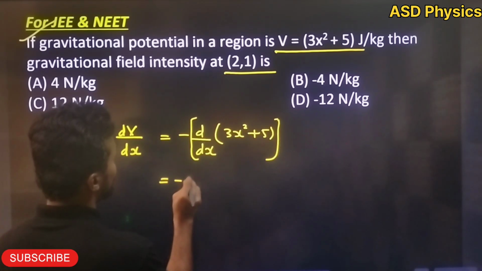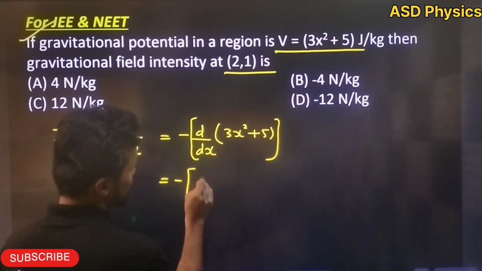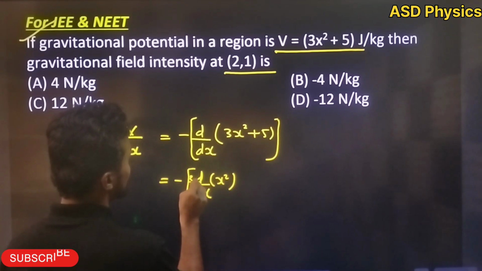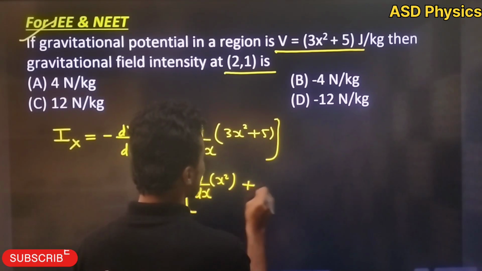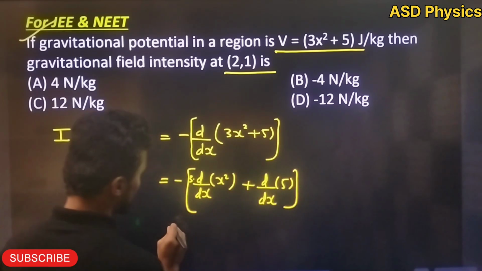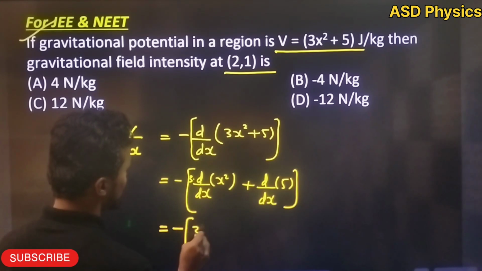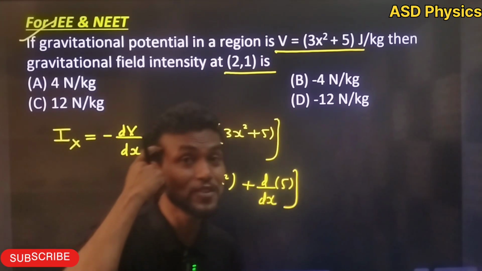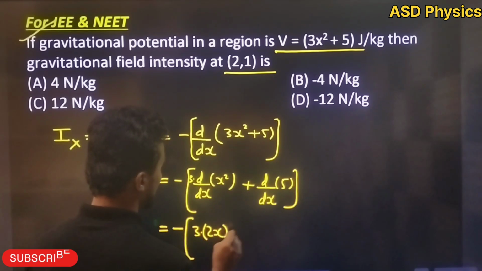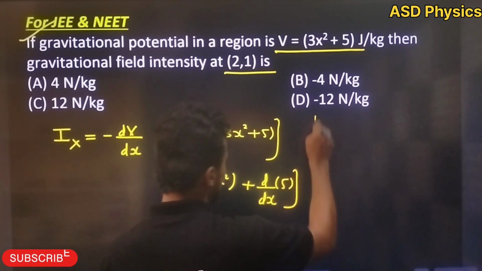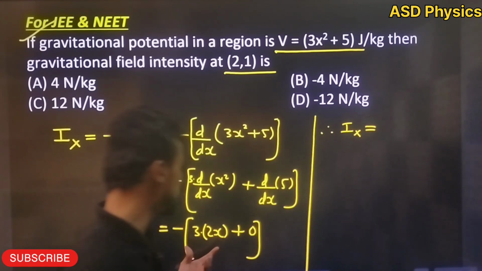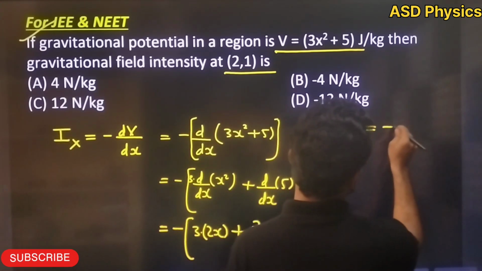After that, we can simplify this: minus d by dx of 3x square, where the 3 will come outside, plus d by dx of 5. Now what will come here? Minus 3 times the differentiation of x square, by using the formula n x to the n minus 1, it will come 2x, plus differentiation of constant, which is 0. Hence we can write this will come minus 6x.